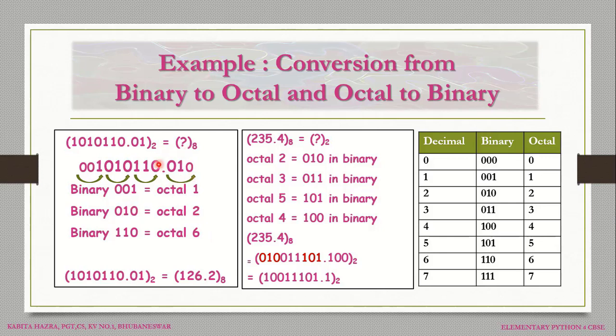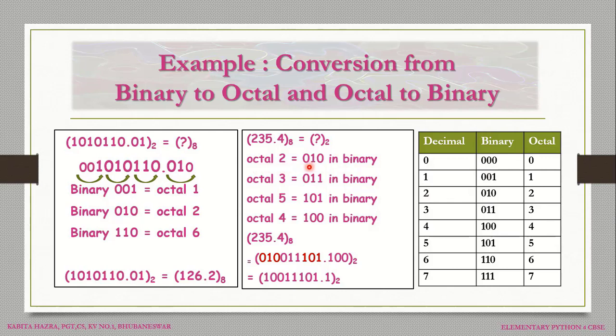The octal number for the binary value 1010110.01 is 126.2. For converting any octal value to binary, we will simply use the corresponding 3-bit binary equivalent.